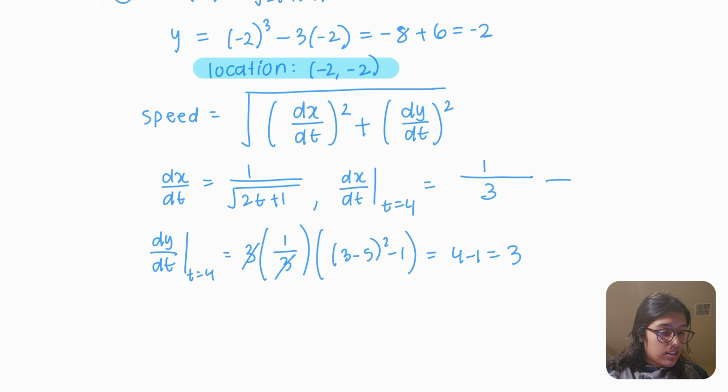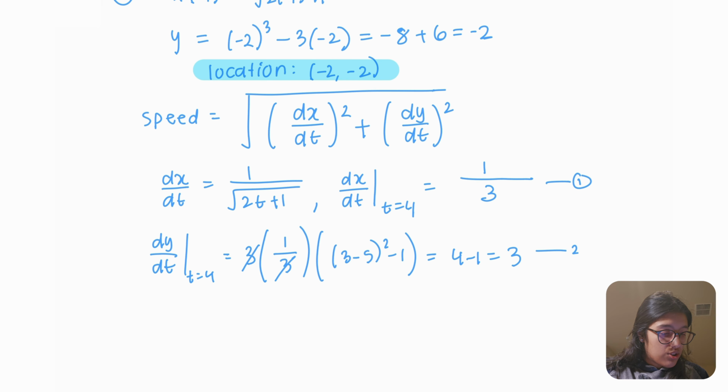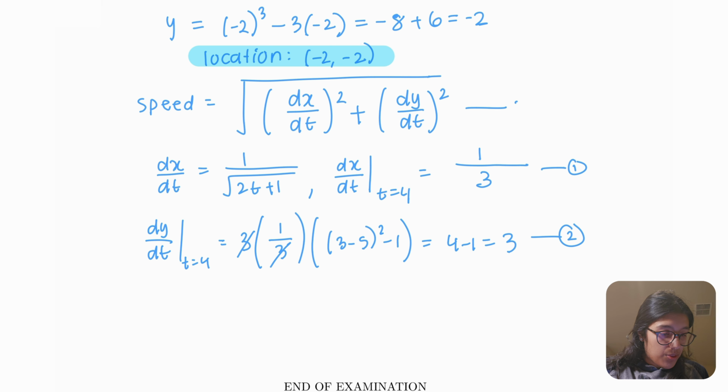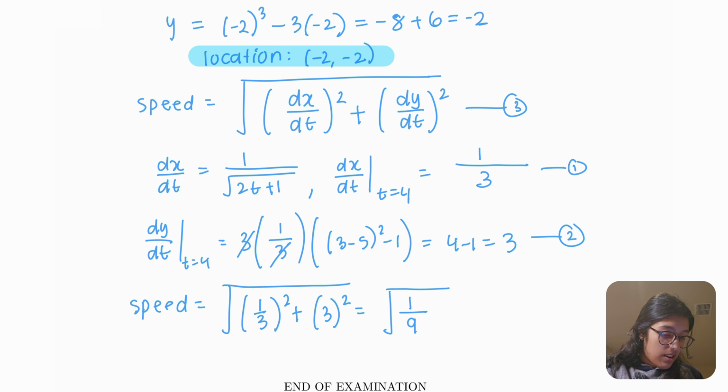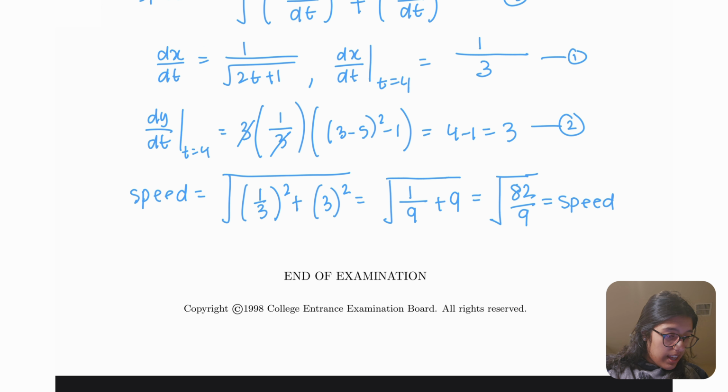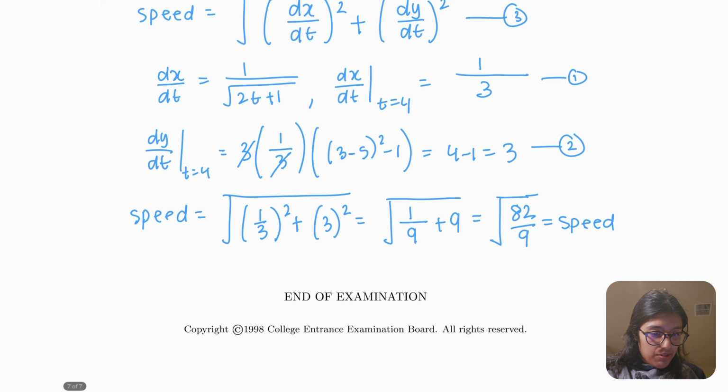Let's plug 1 and 2 into 3 right over here. So we have speed is equal to the square root of (1/3) squared plus 3 squared, which is equal to the square root of 1 over 9 plus 9, which is the square root of 82 over 9. And that is going to be our final answer for part C.